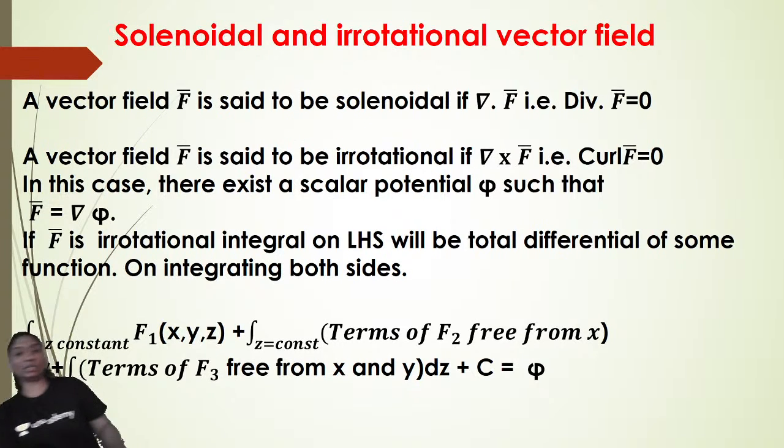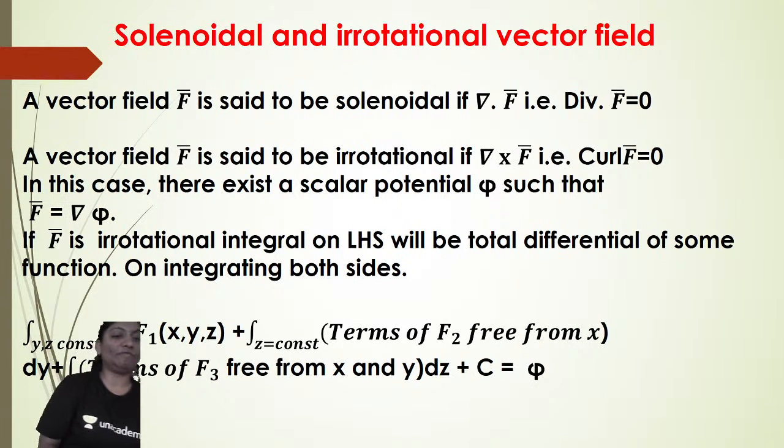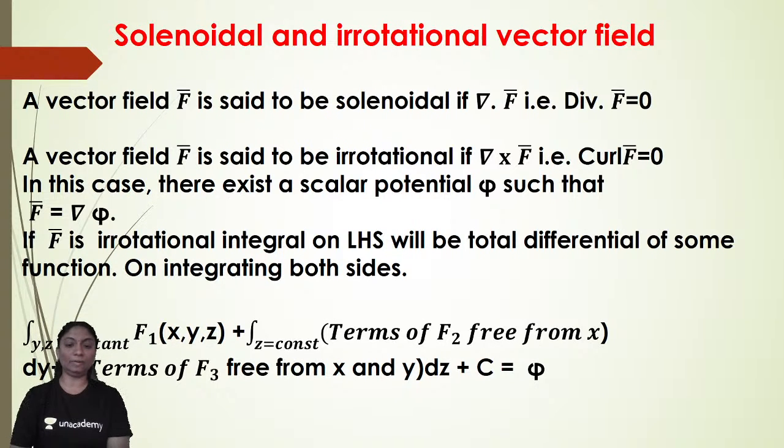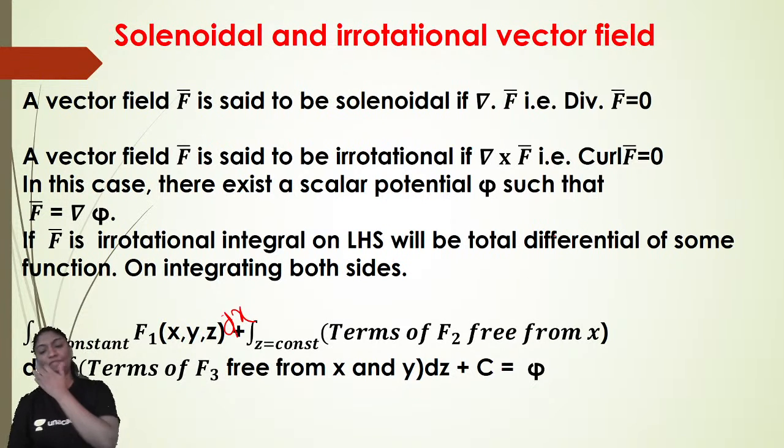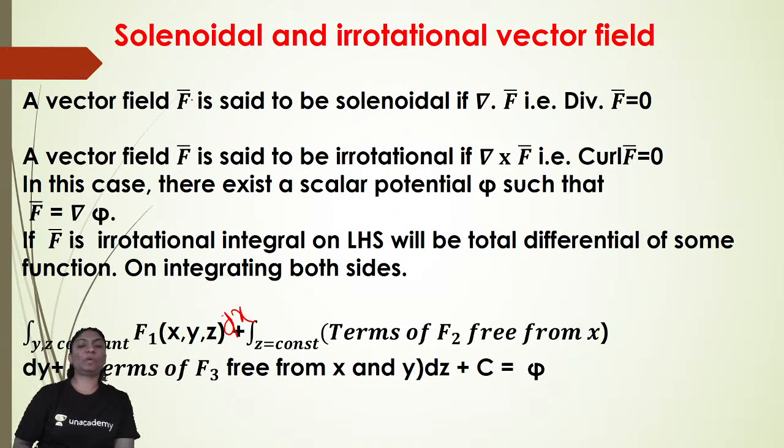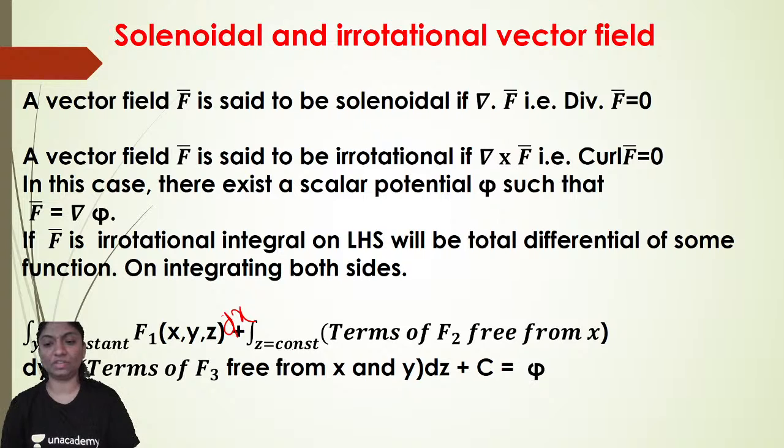We will apply the integrating rule here. Integral of f1 of xyz dx, keeping y and z constant, plus integral of the terms of f2 free from x, dy, plus integral of the terms of f3 free from x and y, dz, plus constant of integration c is equal to phi, because F bar dot dr bar is equal to del phi dot dr bar, so you will get phi only. So we will use this property and find out the scalar potential function phi.